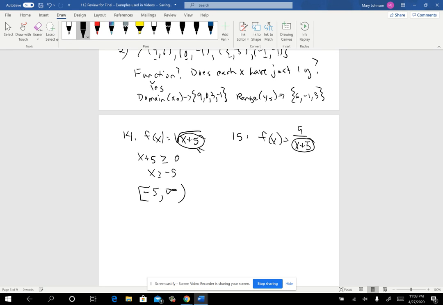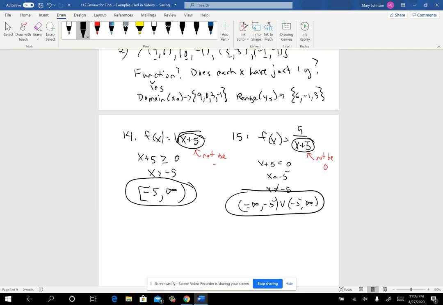So this one, you want that to not be negative, okay? This one, you want this to not be 0. So you find out, well, what causes it to be 0? And that would be -5. So the domain is basically everything but that. And the way you write that in interval notation is a little awkward. It's basically from -infinity to infinity, just leave out the -5. So your final answer on 14 would be that. On 15, it would look like this.